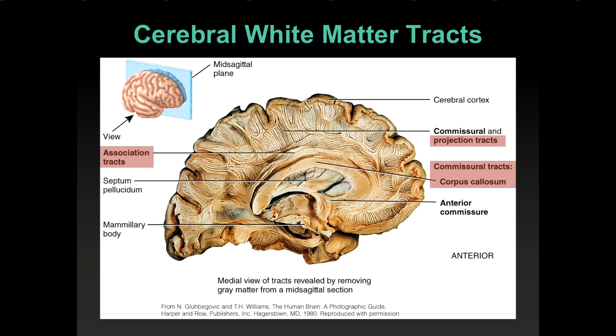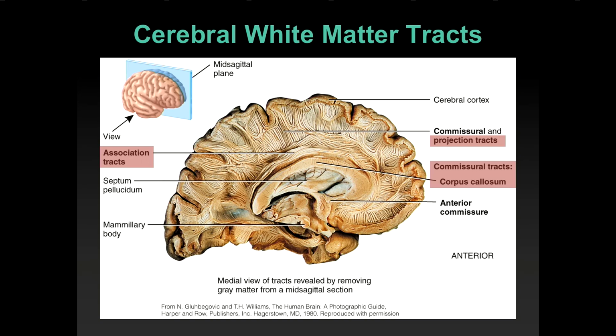Then projection tracts, much more vertical in nature, indicating they translate information from the cortex to the brainstem to the rest of the body, the lower regions of the brain, or lower order brain areas. And in general, this division holds up. Gray matter, superficial, white matter, deep.